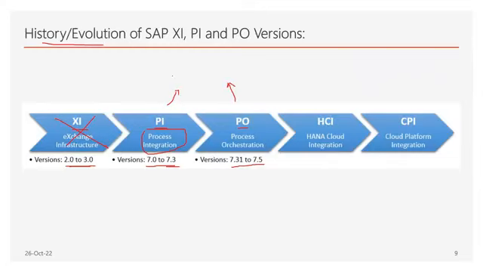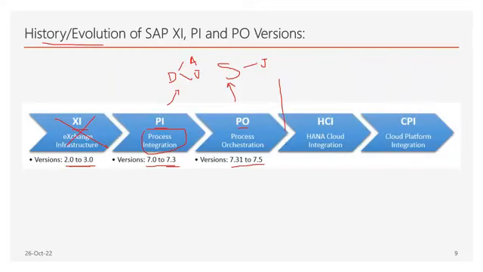Okay, whenever we say PI, it is nothing but a dual stack. Whenever we say Process Orchestration, it is nothing but a single stack. Dual stack means it contains both ABAP and Java. Single stack means it contains only the Java stack. So what do we mean by ABAP and Java stack? We'll see that later in the coming sessions.